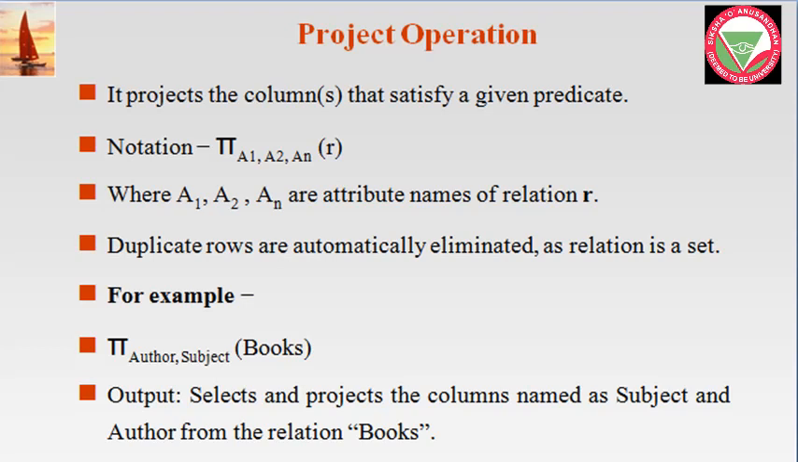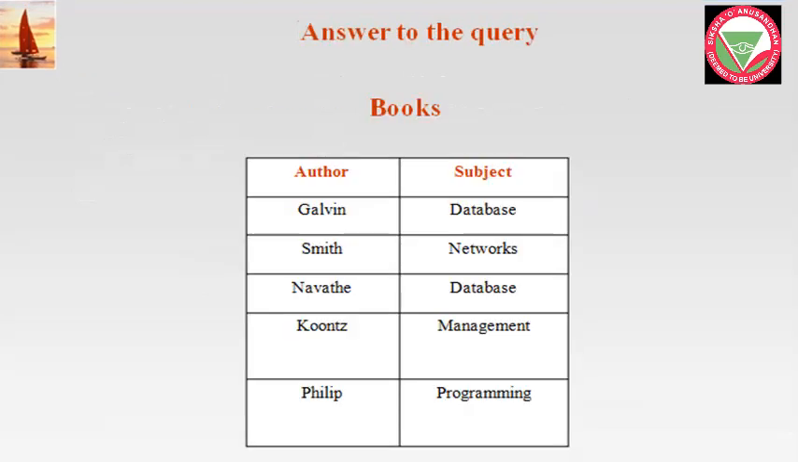For example, let us try to find a query where we have to project the author and the subject from the relation book. We will be using the same relation books for this operation also. The answer to the query that was asked in the previous slide is shown in this particular slide, where we have successfully projected two columns or attributes. One is author, another is subject from the relation book.